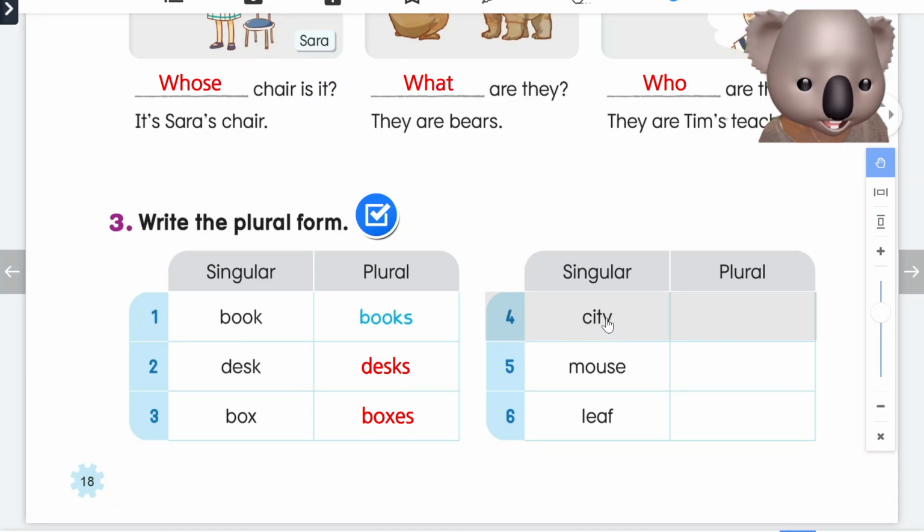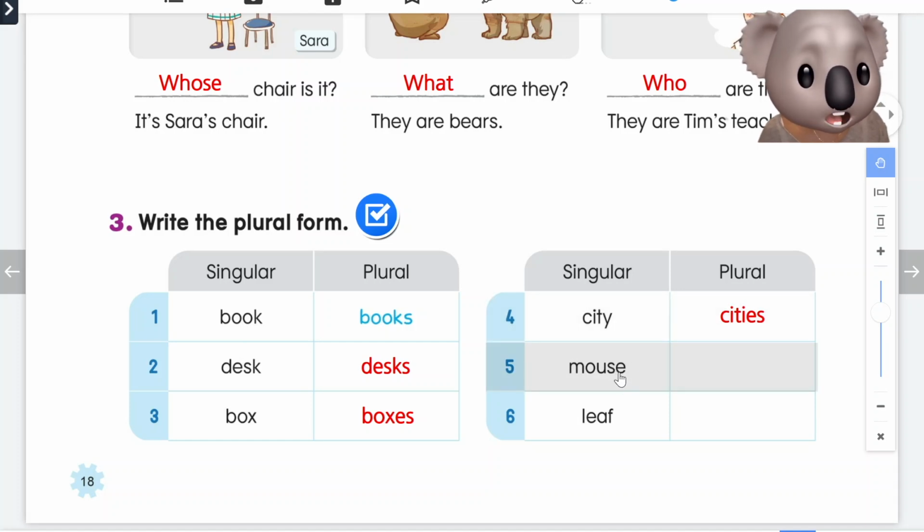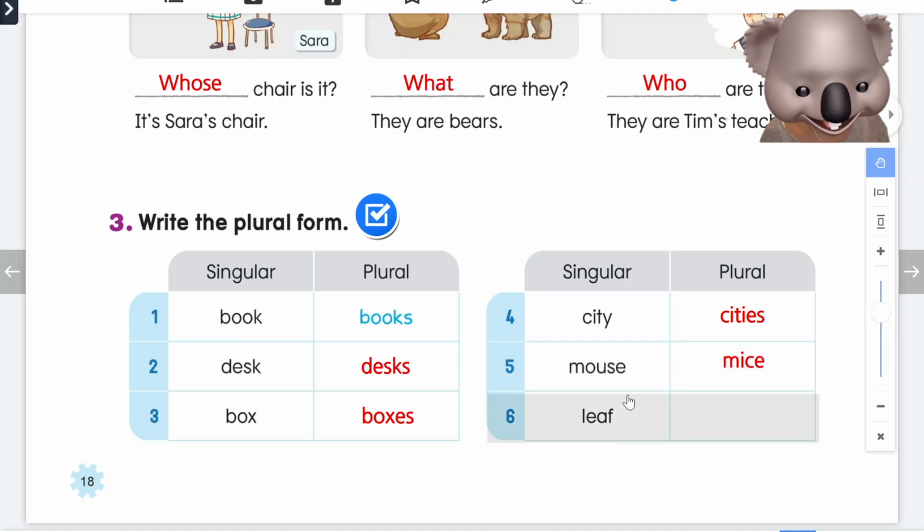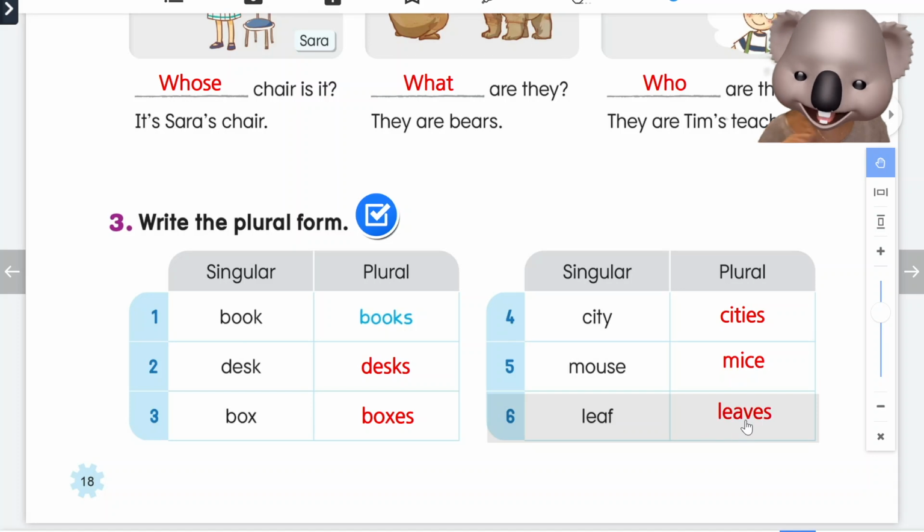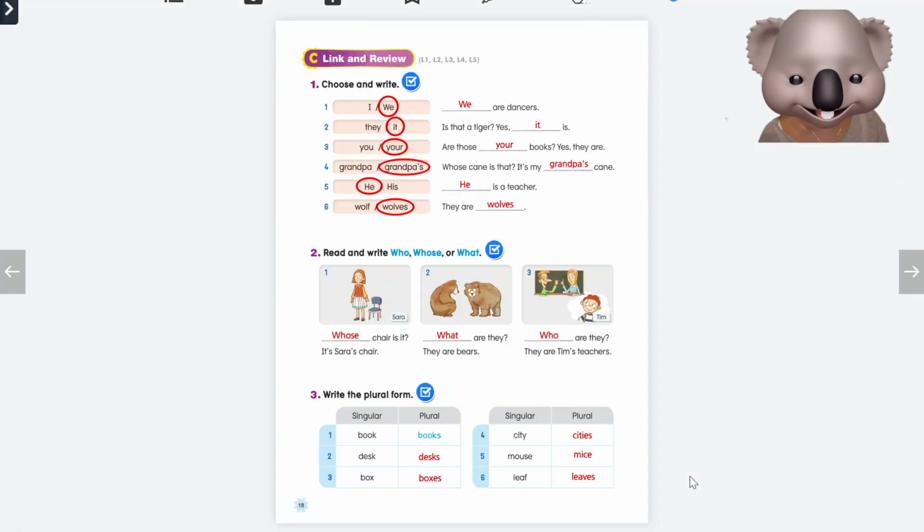맨 끝부분에 Y가 있고 and a consonant. So Y to IES. Number 5, mouse. 이거는 규칙 없는 거. Irregular, mice. Number 6, leaf. F changes to V, add ES, leaves. Great job. We're all done with our workbook homework. Now if you want to play our review game, let's go.